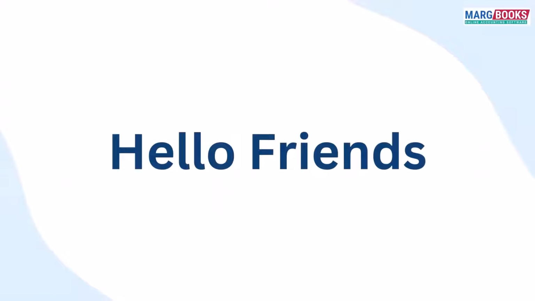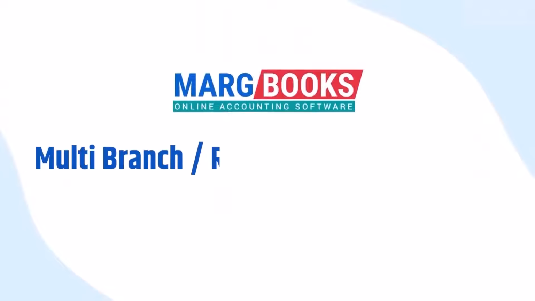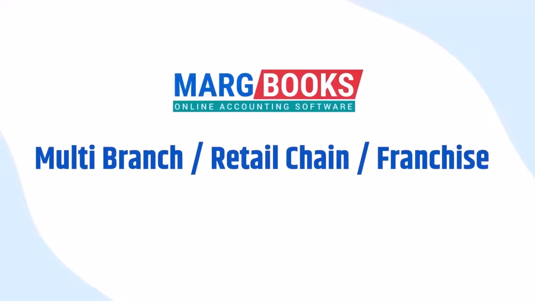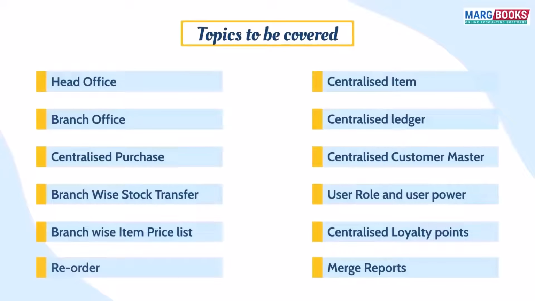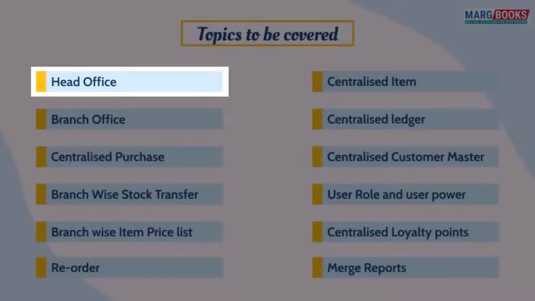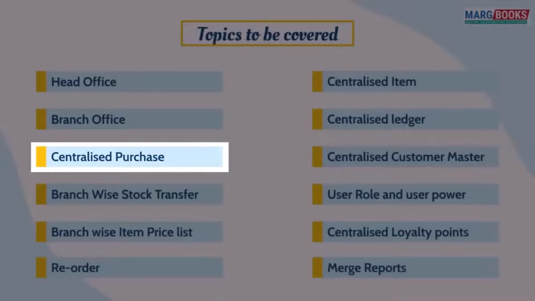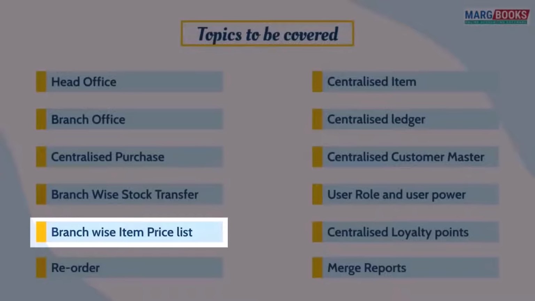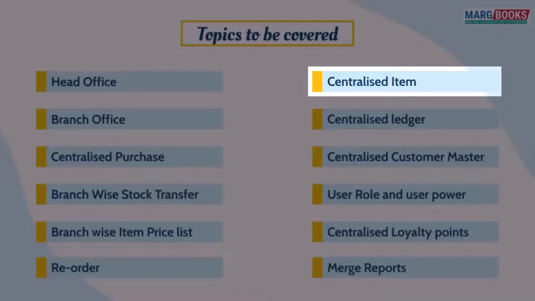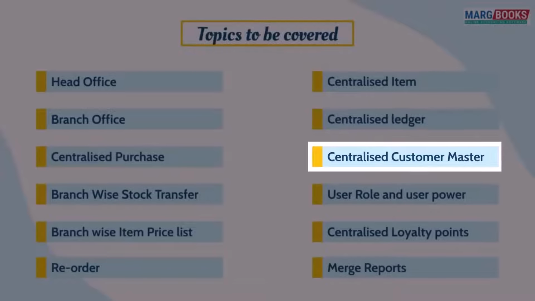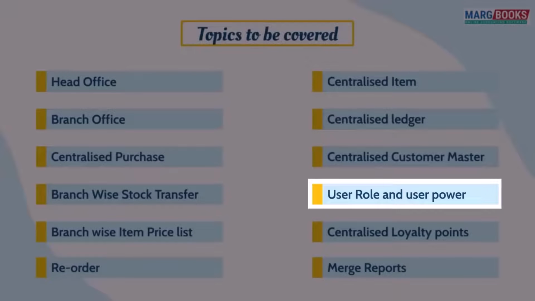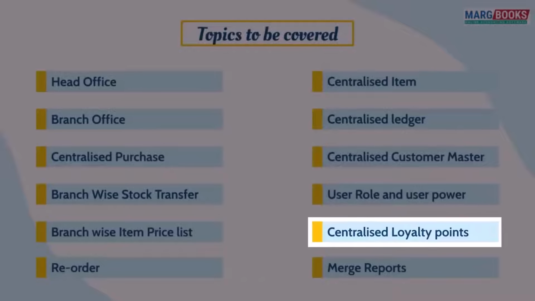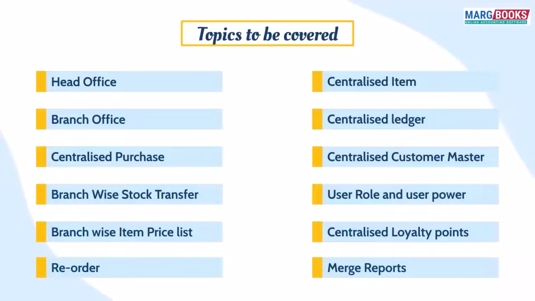Hello friends, in this video, today we will learn how to implement the concept of multi-branch or retail chain or franchise in Marg Books. In this video, we will discuss these topics: head office, branch office, centralized purchase, branch-wise stock transfer, branch-wise item price list, reorder, centralized item, centralized ledger, centralized customer master, user role and user power, centralized loyalty points, merge reports. Let's first understand what is multi-branch.